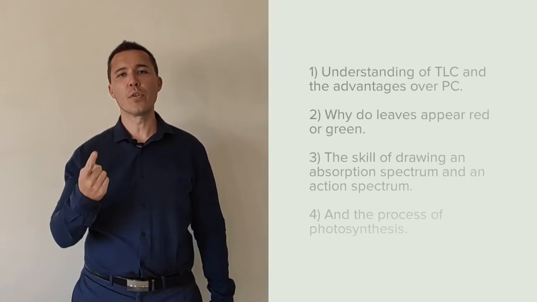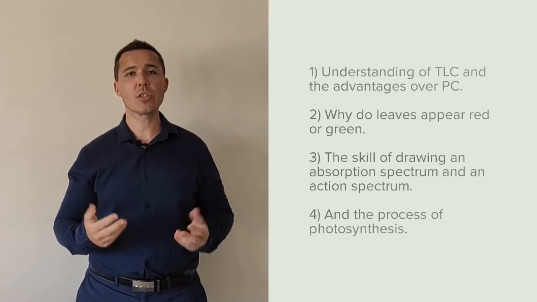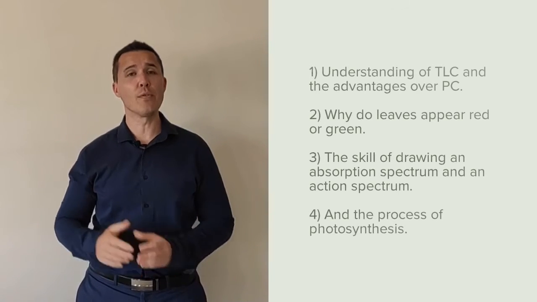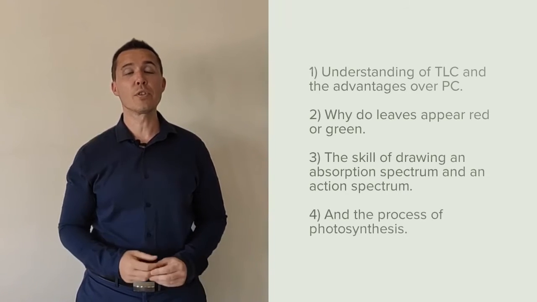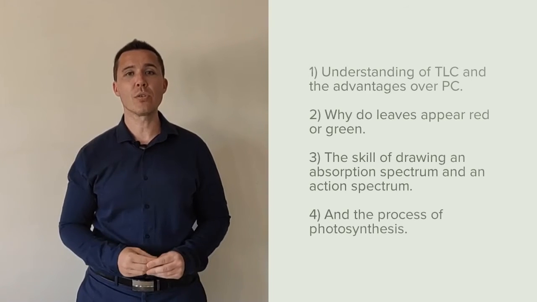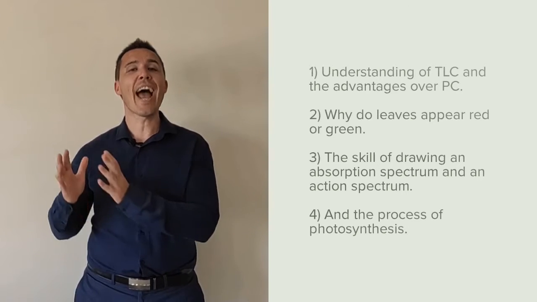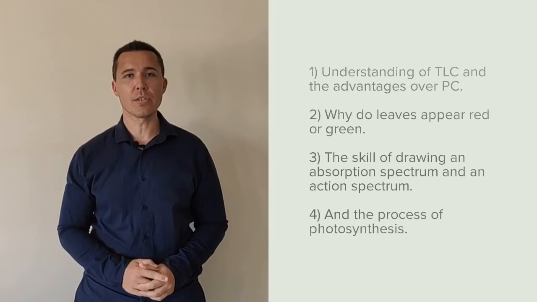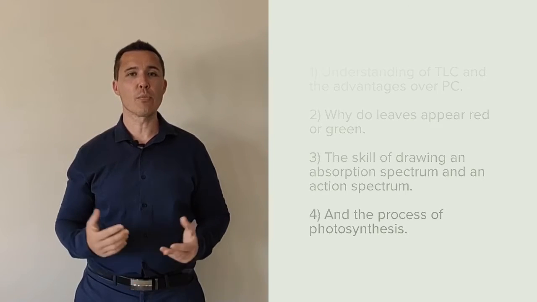So there are 4 things you need to be able to do. The first is have a detailed understanding of this experiment, including the advantages of thin layer chromatography over paper chromatography. The second, why do leaves appear red or green? The third, you need to have the skill of drawing an absorption spectrum for chlorophyll and an action spectrum for photosynthesis. And fourth, you need to have a detailed understanding of the process of photosynthesis.